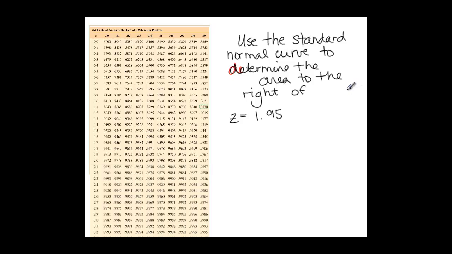On this problem, we want to use the standard normal curve to determine the area to the right of the z-score 1.95. So I'm going to again draw our normal curve. Go ahead and mark what that z-score of 0 would be. We know that's the median. So a positive 1.95. It doesn't matter exactly where you put it. We know it's a positive z-score, close to a z-score of 2.